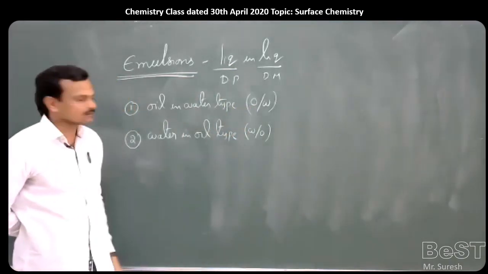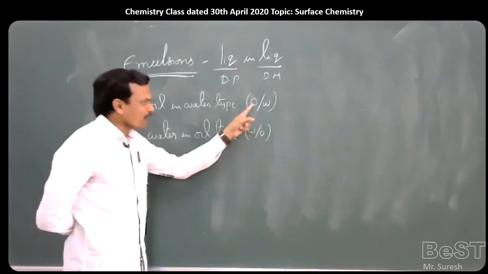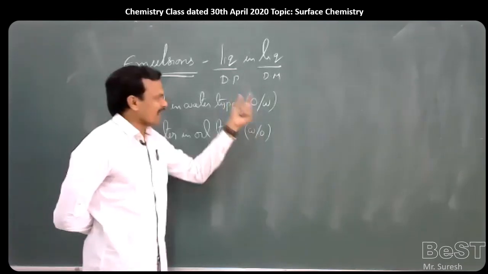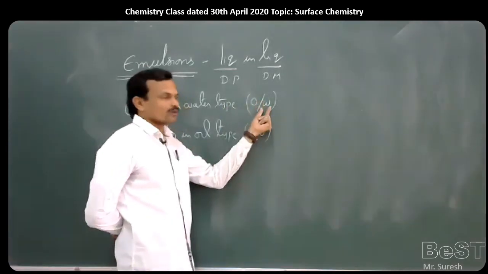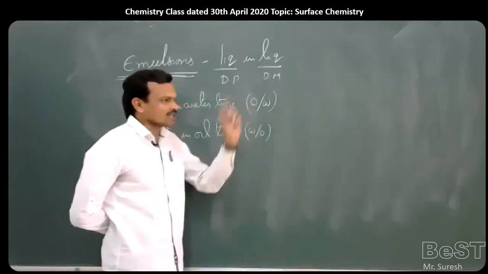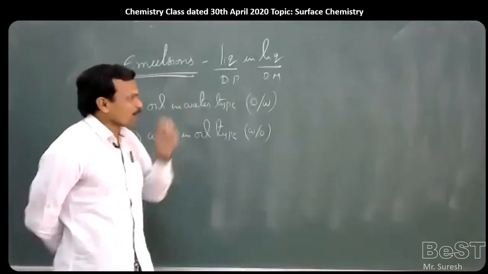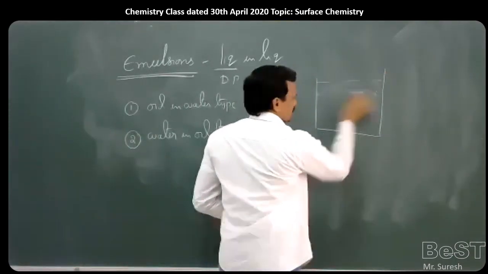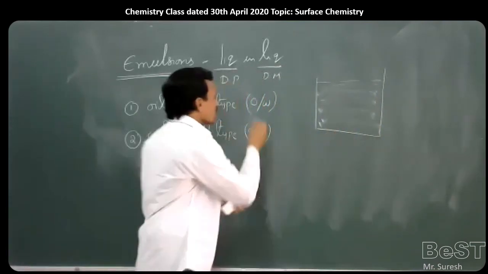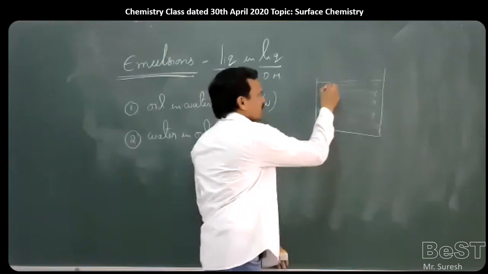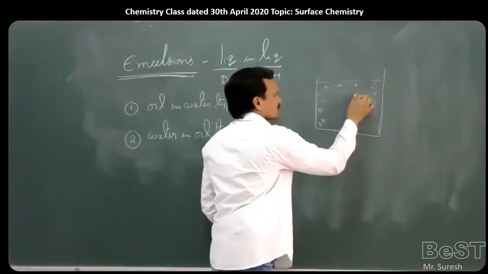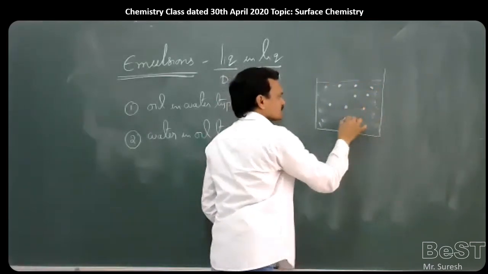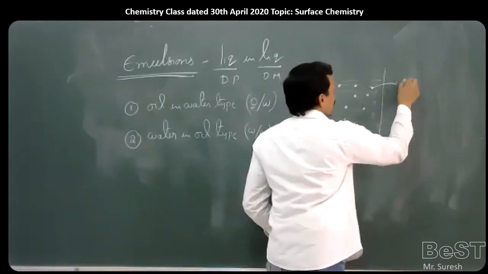Two possibilities are there. When you mix two liquids, oil particles can be dispersed in water or water particles can be dispersed in oil. If you take a large amount of water, and add a small amount of oil and shake vigorously, then the oil particles will be dispersed as tiny droplets in water. This is completely water. In this water, the small amount of oil we have added will be dispersed as tiny droplets. These droplets are oil droplets. So this droplet is oil and this is water.